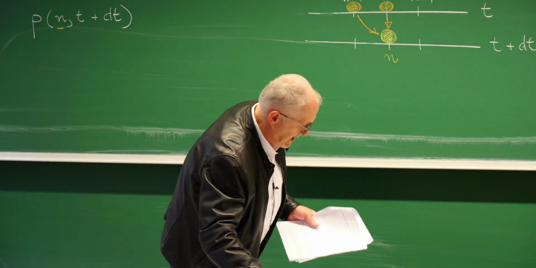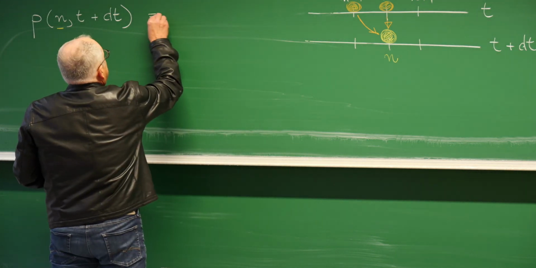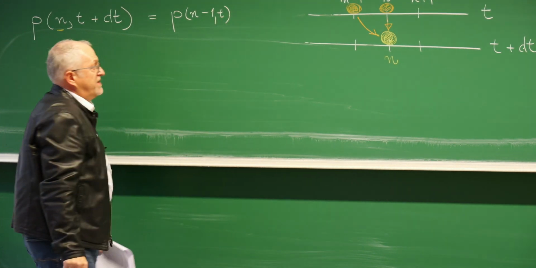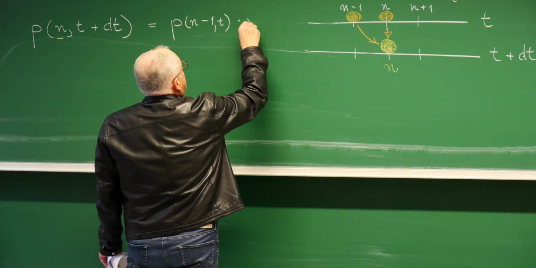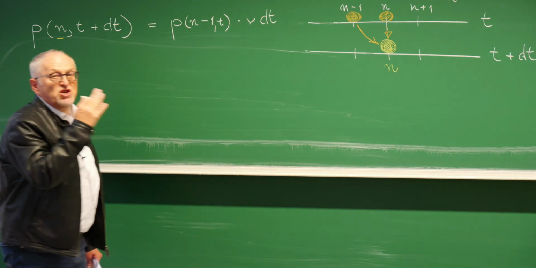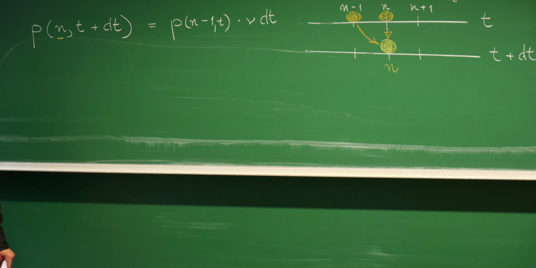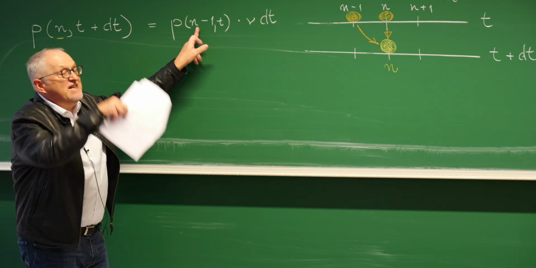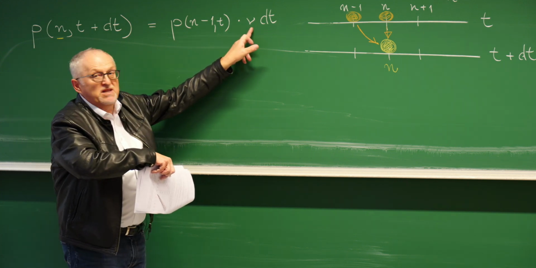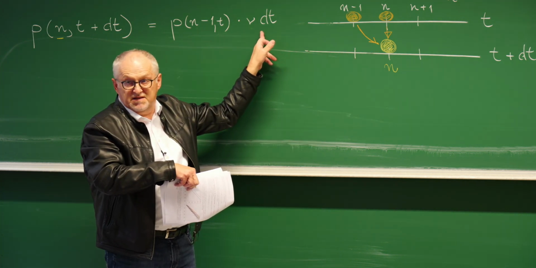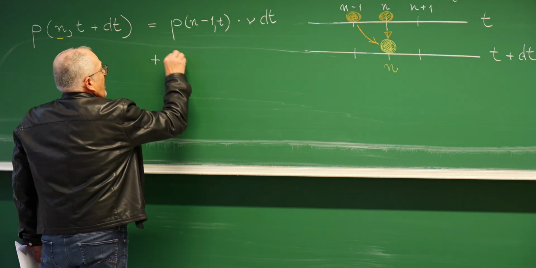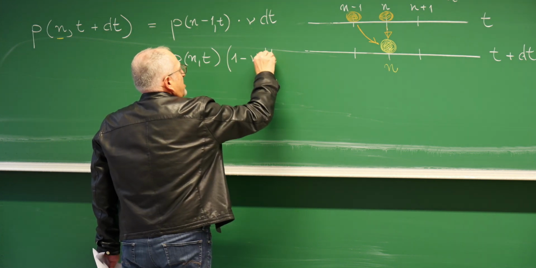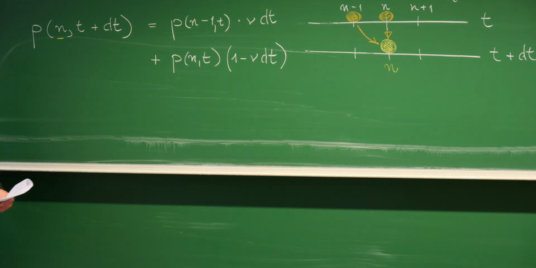So when I write what I just said in words, this is the probability of being at site n minus 1 at time t, and then hopping forward. So that's the conditional probability now, right? This is not statistically independent, that's what I'm using. I'm using that this is the probability of being there at time t, and then given that you're there, what's the conditional probability of hopping to the next site? And this is this. Well, the alternative was I've been at site n at time t, and I remain there. So this is the conditional probability 1 minus nu dt of staying put.